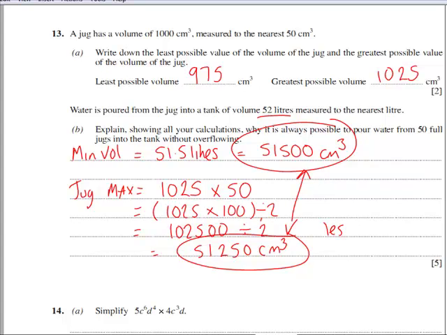And as you can see, the maximum amount that we can pour into the tank is less than the minimum tank volume. So that means we can always pour 50 jugs into the tank.